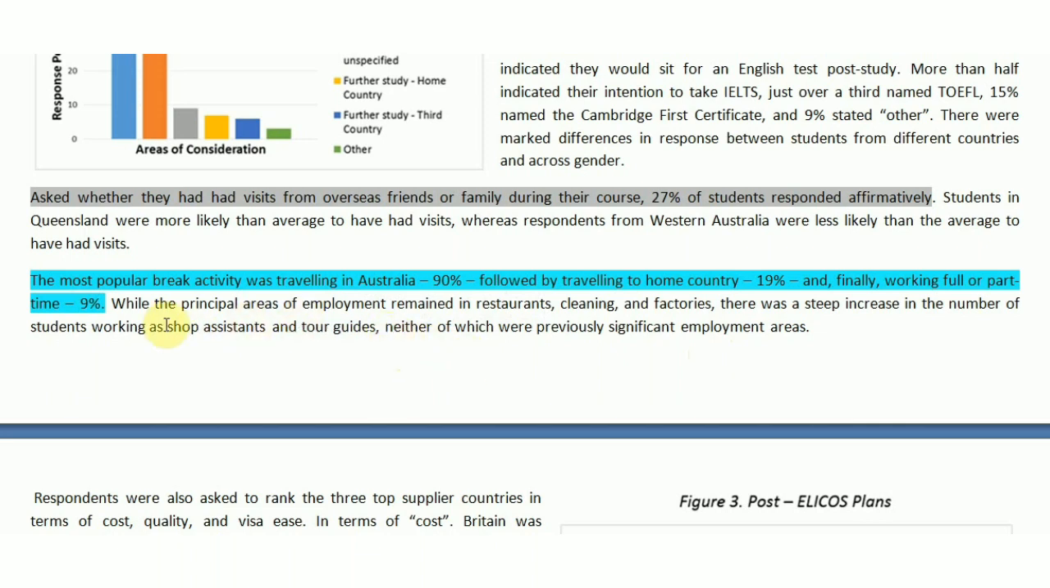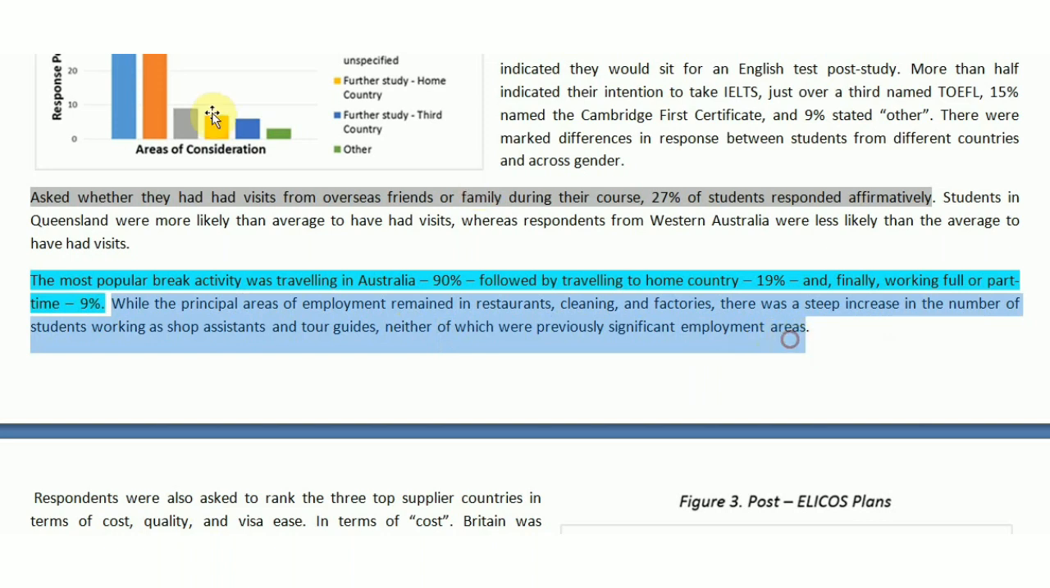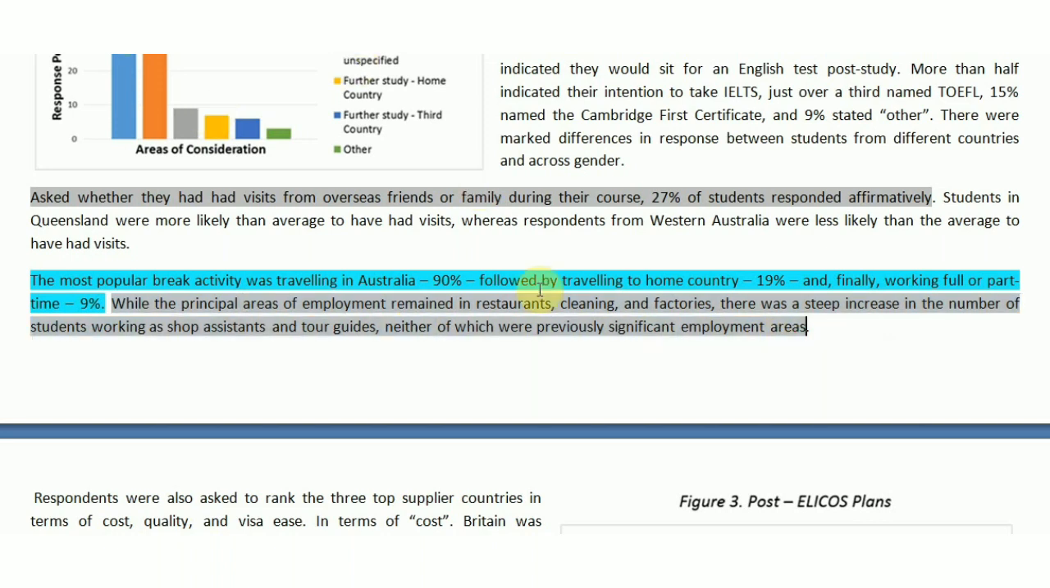Here they are talking about how shop assistants and tour guides were not previously significant employment areas. They had just recently become significant employment areas. So this is the only location, I think, for the second last question.